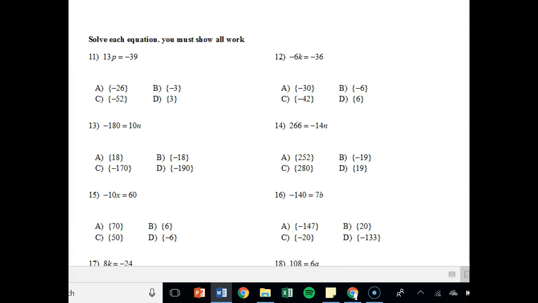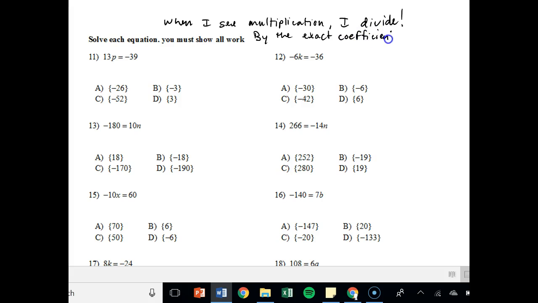So the first one, remember, this is from today's notes, when I see multiplication, yes, you should write this down, I divide. And you do so by the exact number, by the exact, I'm going to say, coefficient of the variable. That's a fancy way of saying the number attached to the variable. Okay? And exact is right. So you're not doing the opposite here, right? The opposite of multiplication is division.